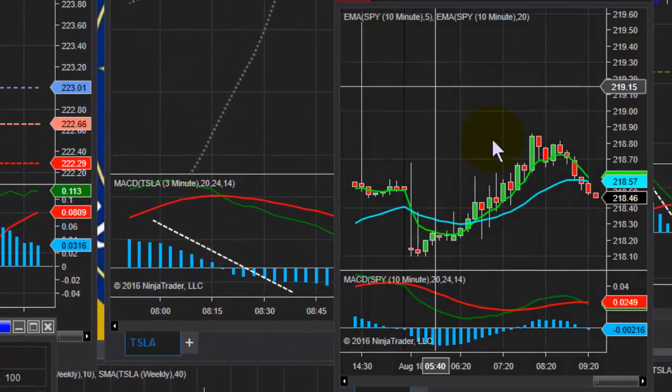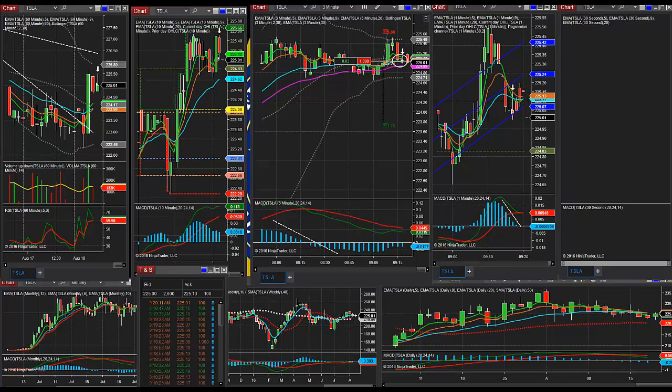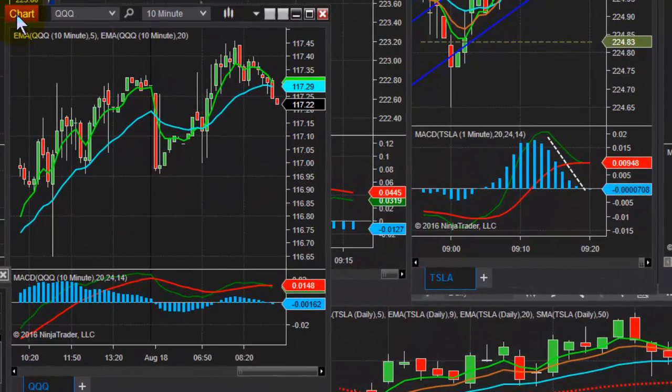And you can see that it's starting to pull back, the SPY. This is a 10-minute chart of it. Same with the QQQ. It's also looking a bit weak. There it is.